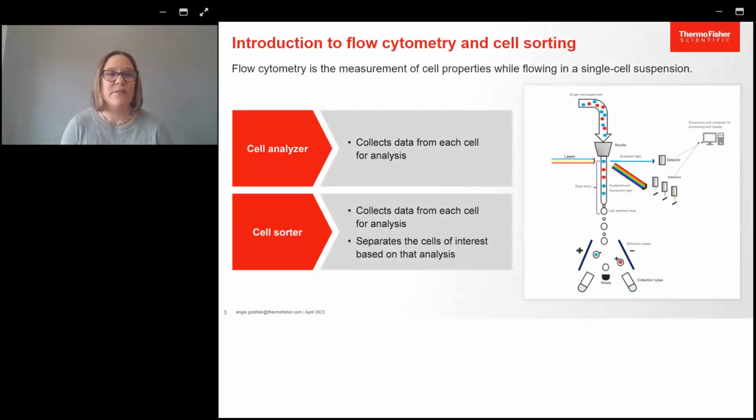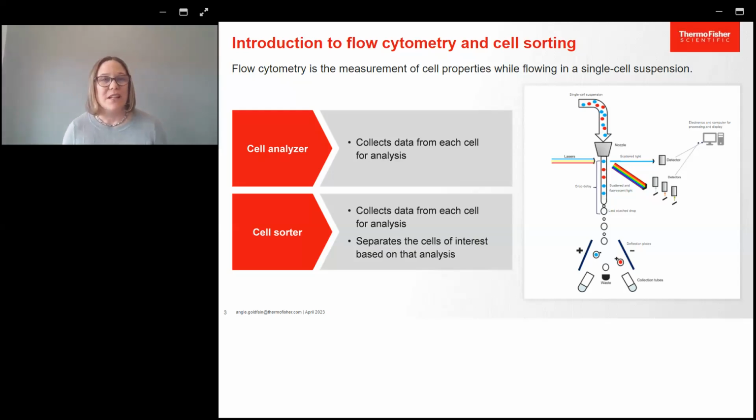While there are several methods available using magnetic beads and microfluidics, for the purposes of this talk and in the interest of time, I'll focus on cell sorting using the electrostatic droplet method. Flow cytometry is the measurement of cell properties while flowing in a single cell suspension. And that single cell suspension is really key.